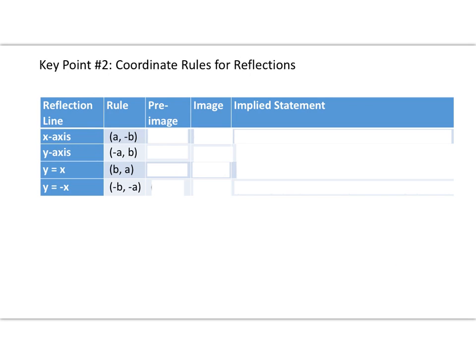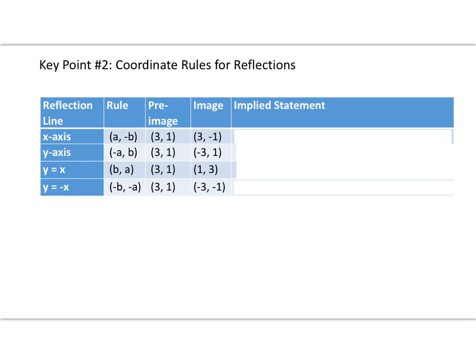All right, so key point number 2 is our coordinate rules for reflections. So if I'm reflecting across the x-axis, my rule is that a stays the same, but b is the opposite. So let's take a look at some examples. The point (3, 1) pre-image would become (3, -1). If I reflect across the y-axis, let's take that same point, and it would become (-3, 1). So only the a value is the opposite, b value stays the same. If I reflect across the line y equals x, they switch, so it becomes (1, 3). And if I reflect across the line y equals -x, it switches and becomes opposite for both values.